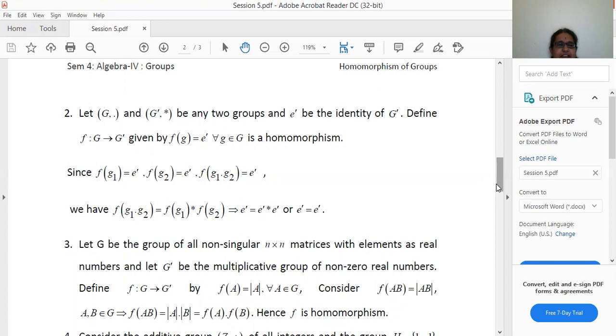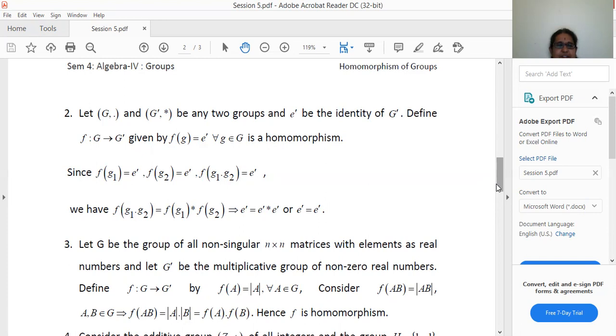e' is the identity element with respect to G'. When e' is multiplied with e', we will get again e'. So LHS is e', RHS is e'. Hence, we say the mapping f is a homomorphism. So here we mainly use the definition of homomorphism, in the first example and also in the second example.